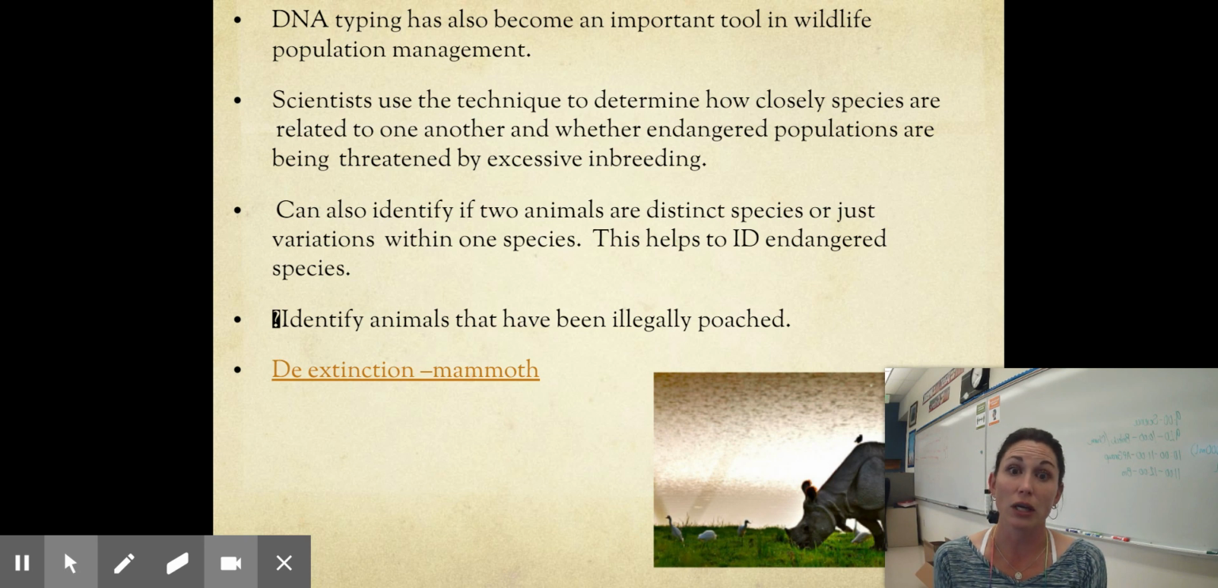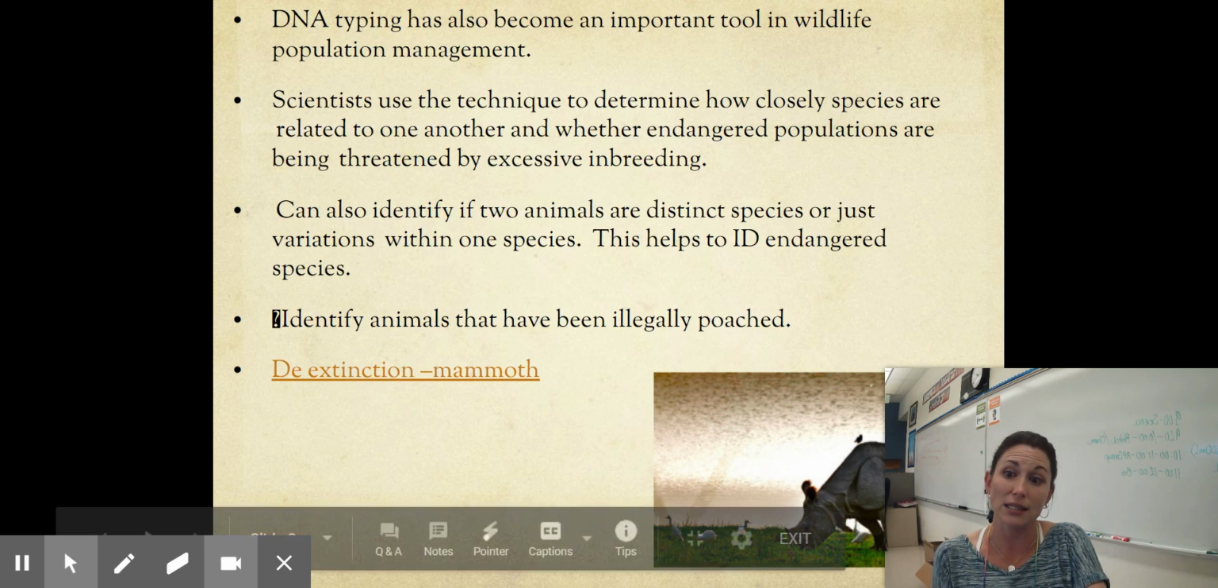Cheetahs, you know, are really, really closely related. So if we were to take DNA from one cheetah and DNA from another cheetah and compare it, the banding patterns would look really, really similar. And that tells wildlife biologists that they need to introduce a little bit of diversity into the gene pool so that the population of cheetahs can continue to be successful and have enough genetic variety to succeed.